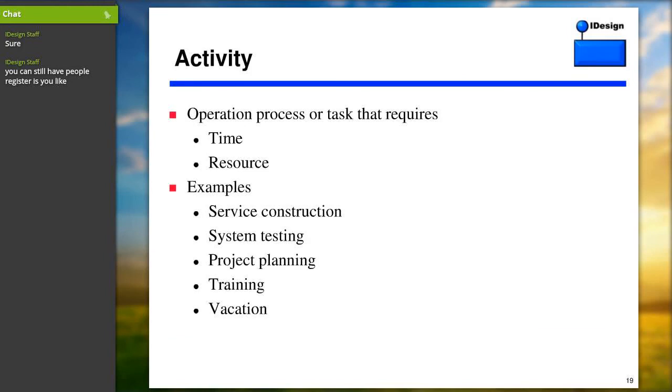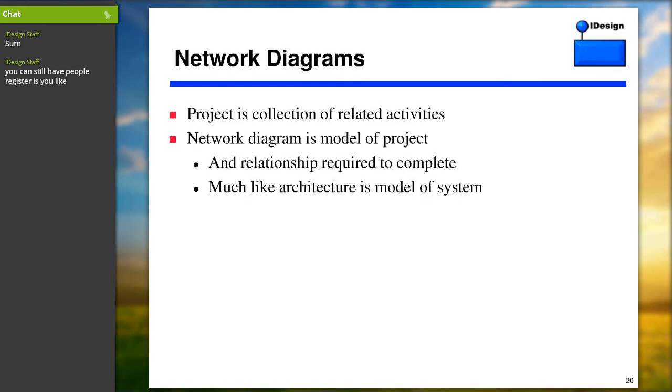An activity is something that happens in the project, requires time and resources. It doesn't mean necessarily just coding. If somebody goes on vacation, well, that somebody takes time and is unavailable for anything else. So even that is an activity in the project. Everything that happens, service construction, testing, even project planning itself is an activity in the project. Going for training, all of that are activities. In essence, the project is a collection of related activities.